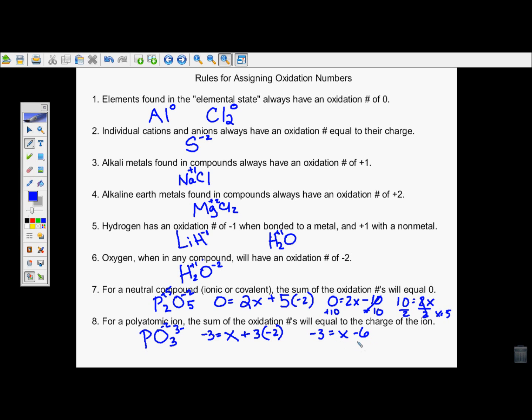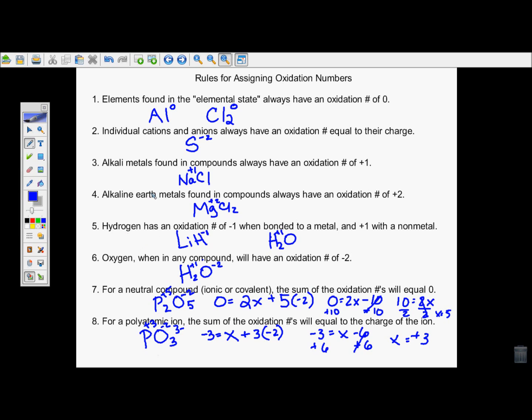And then to get x by itself, you must add 6 to both sides. We get x equals -3 plus 6 is +3. So in this case, phosphorus has an oxidation number of +3. So in diphosphorus pentoxide, phosphorus has an oxidation number of +5. In phosphite, phosphorus has an oxidation number of +3.